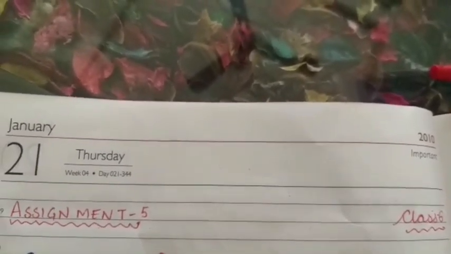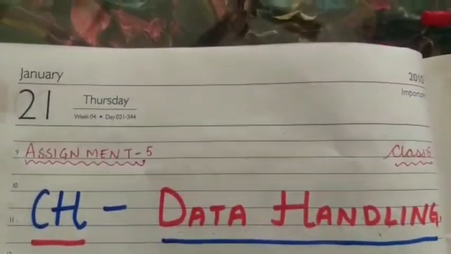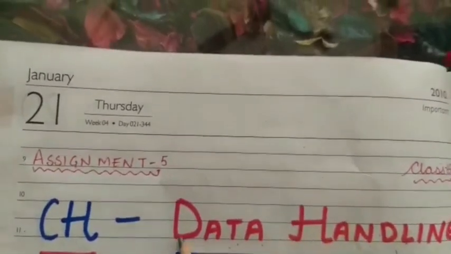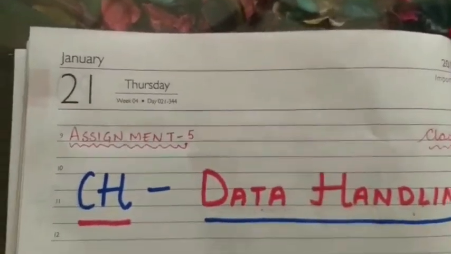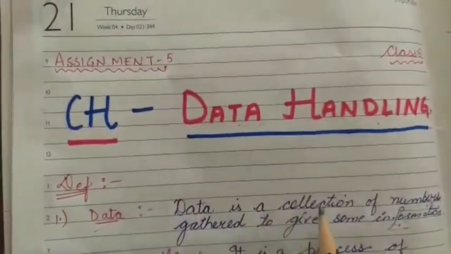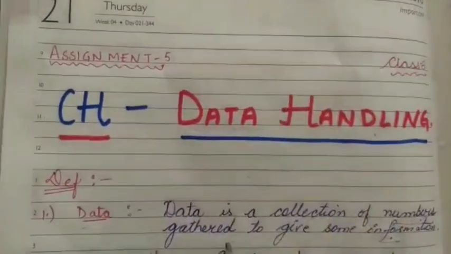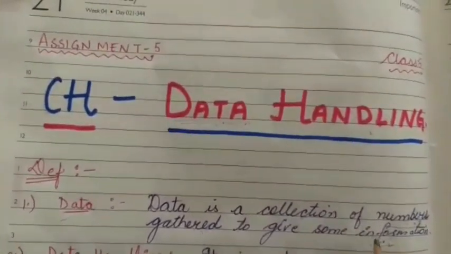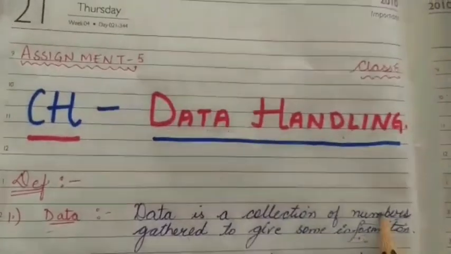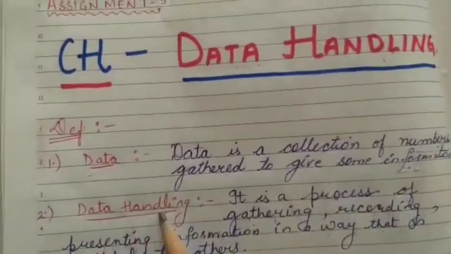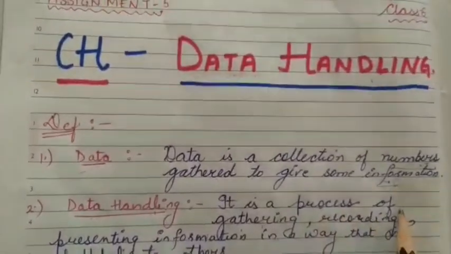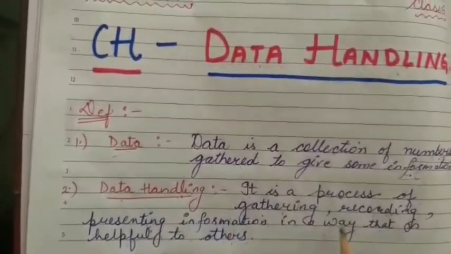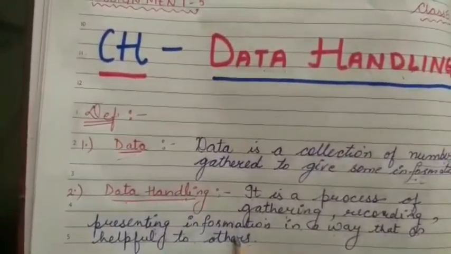Today we are going to start our next chapter, data handling. Firstly, I want to tell you, what do you mean by data? Data is a collection of numbers gathered to give some information. In simple words, data means that which gives information in numbers. And data handling is a process of gathering, recording, and presenting information in a way that is helpful to others.